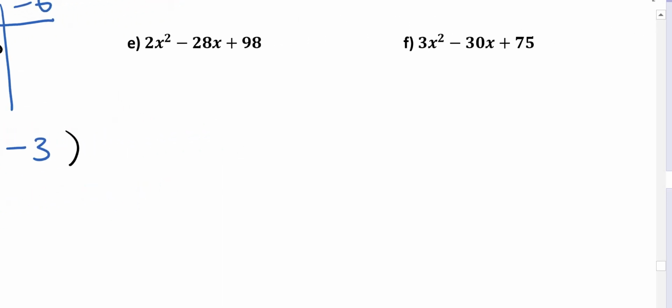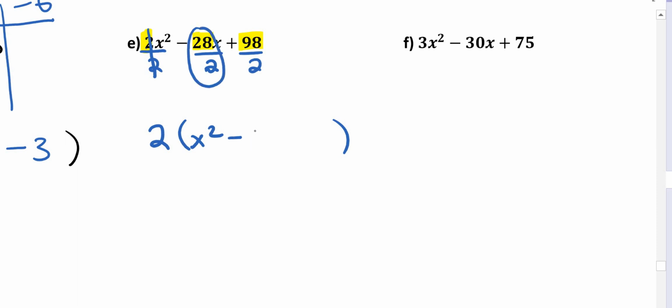Now for letter E, I do have a coefficient of 2 at the front, so I can factor that out because that is a GCF. So let's go ahead and factor out the greatest common factor, which is 2. And if I do that, I am dividing every single term by 2. And this would give me x squared. 28 divided by 2, this expression right here is going to be 14, so negative 14x. And 98 divided by 2 is going to be plus 49.